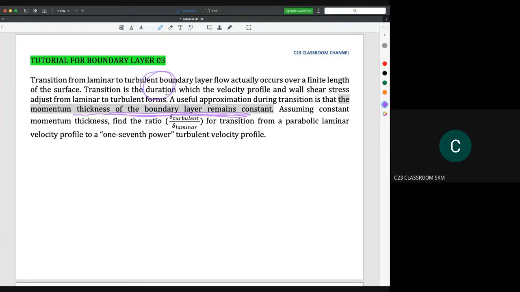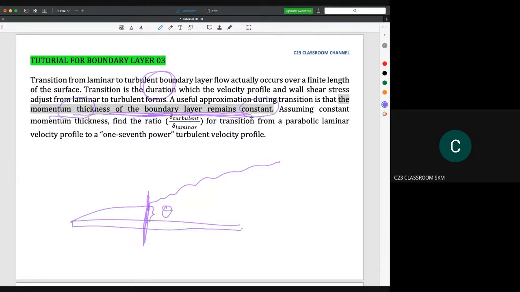And from this situation, normally researchers will take this consideration. So we assume that momentum thickness for the boundary layer remains constant. It can be said like this: we have a laminar and then it turns into turbulent. So at this transition, at the critical point here, the value of momentum thickness, theta here, is constant. So what is the meaning of constant here?